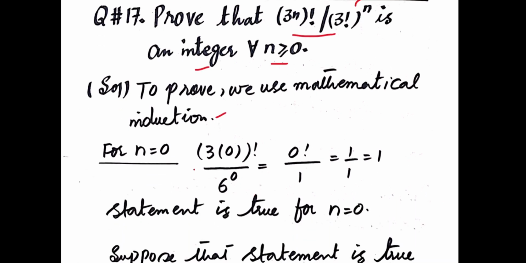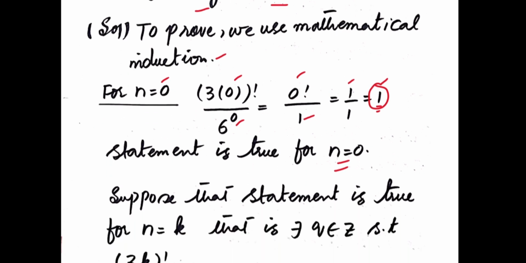When you put n equal to 0 here, (3n) factorial over (3 factorial) whole power n becomes (3 into 0) factorial over 6 raised to power 0, as 3 factorial is equal to 6. 0 factorial is 1, and 6 raised to power 0 is 1, so 1 over 1 is equal to 1, and that is an integer. So the statement is true for n equal to 0.